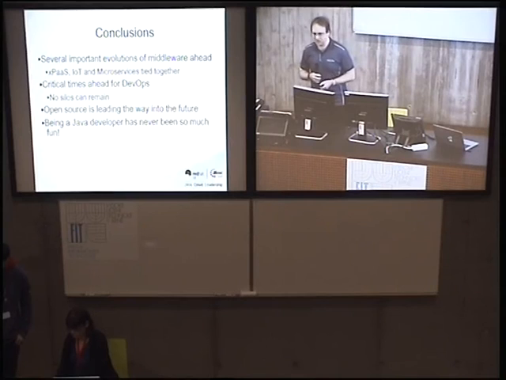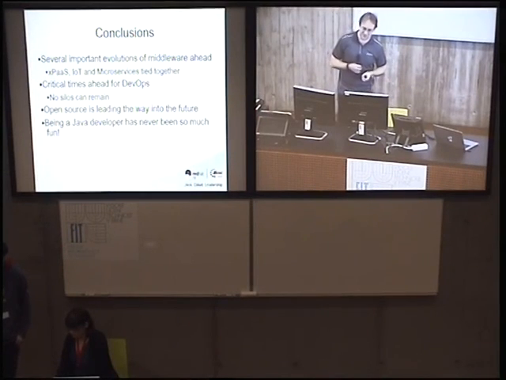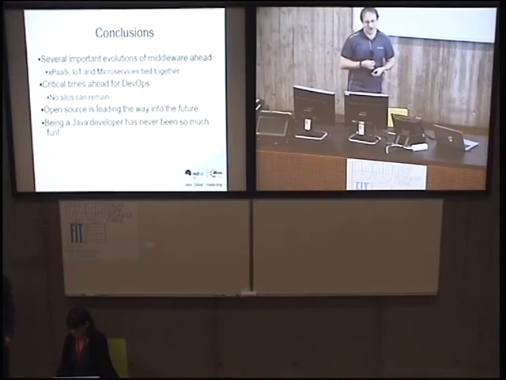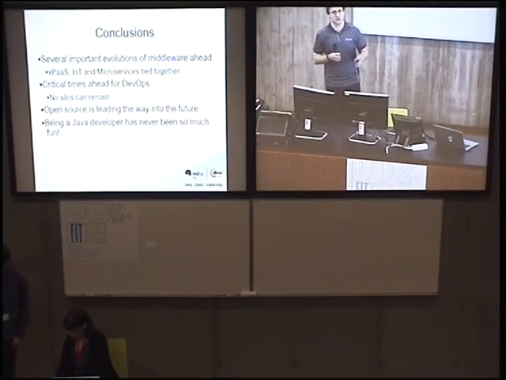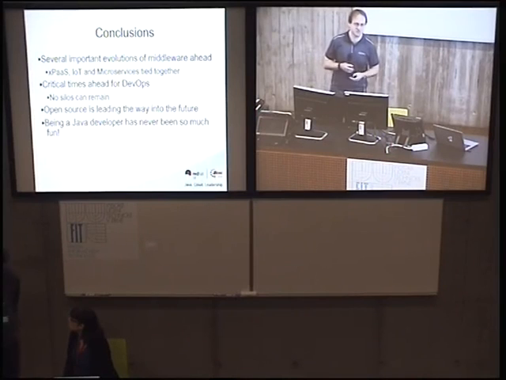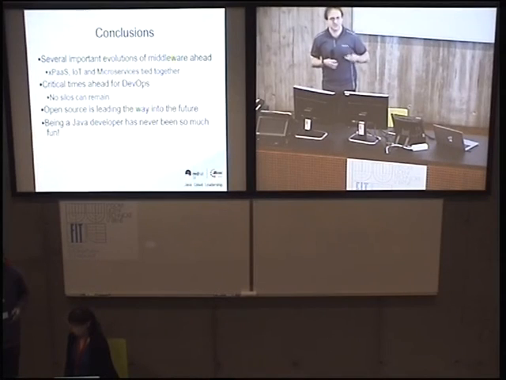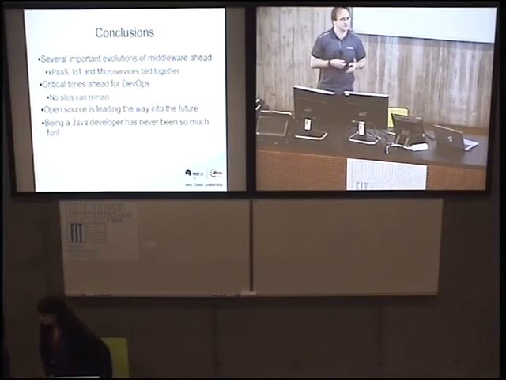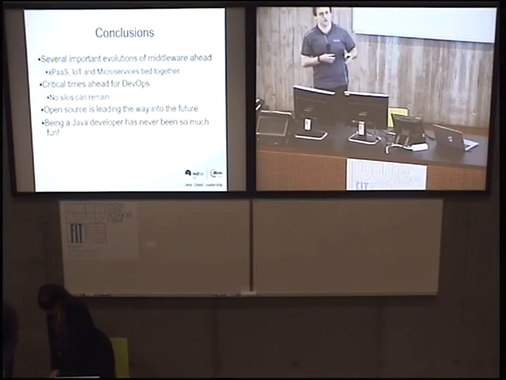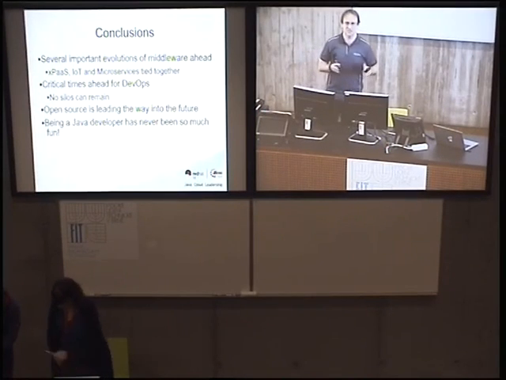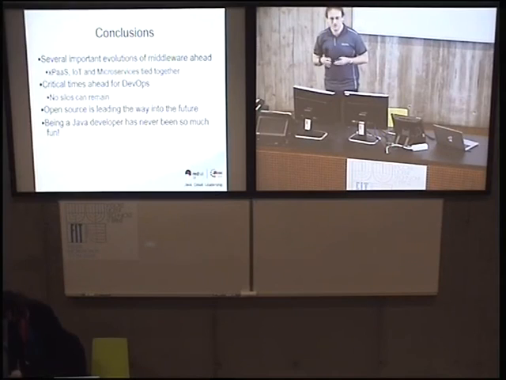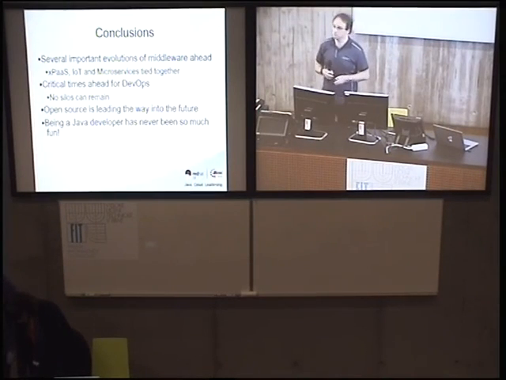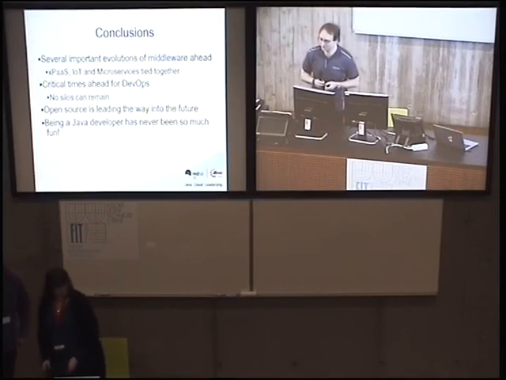And in conclusion, I probably could have done with some more time. There are several important evolutions of middleware going on: xPaaS, Internet of Things, microservices, containers. They're all being tied together. We heard Tim mention DevOps. I think it's a critical time for DevOps. And open source is most definitely leading the way into the future. And if you're a Java developer, I think it's a fantastic time to be a Java developer. Since the start of Java, it's probably the richest time that we've seen. Thank you very much. Sorry I had to rush.